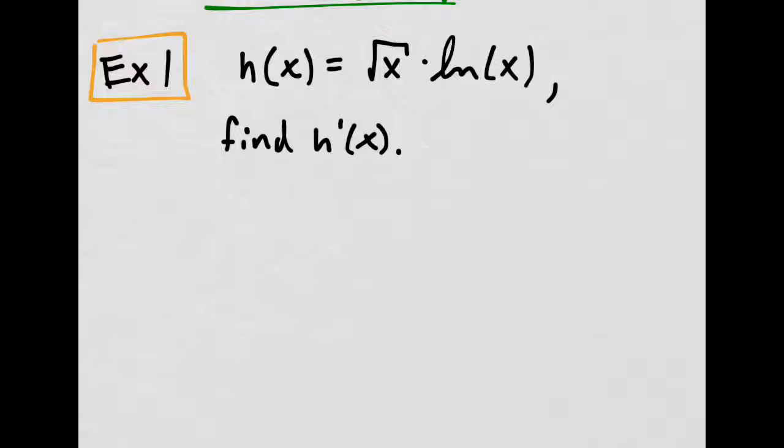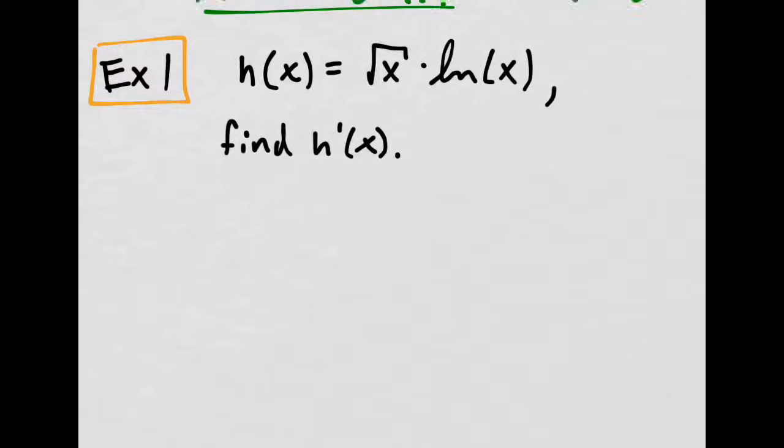Suppose h of x equals the square root of x times the natural log of x. Find h prime of x. We're going to use the product rule here because we have a product, two functions multiplied together. The first function is the square root of x. The second function is the natural log of x.